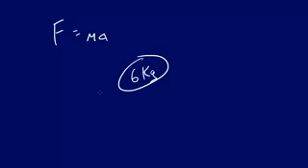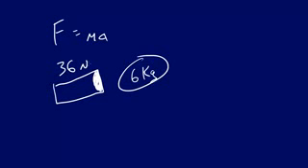Now, me and my friends thought it would be an awesome idea to fling this potato through the air with the potato gun that we built. This potato gun looks kind of like this, and it can exert a force of 36 newtons. It's a pretty powerful potato gun. What we wanted to figure out is how fast we can get this 6 kilogram potato to go with a gun that can exert a force of 36 newtons.